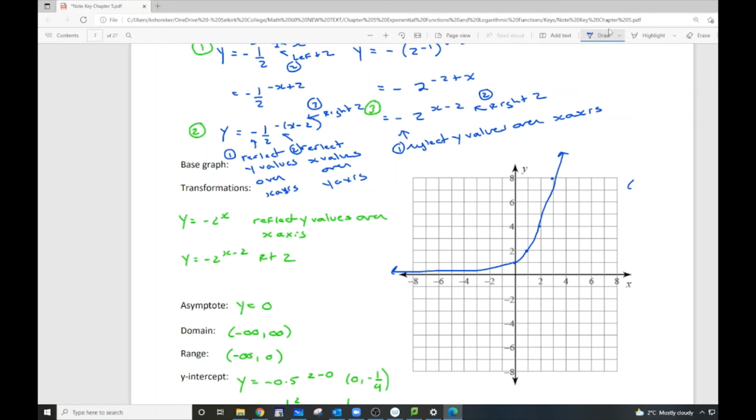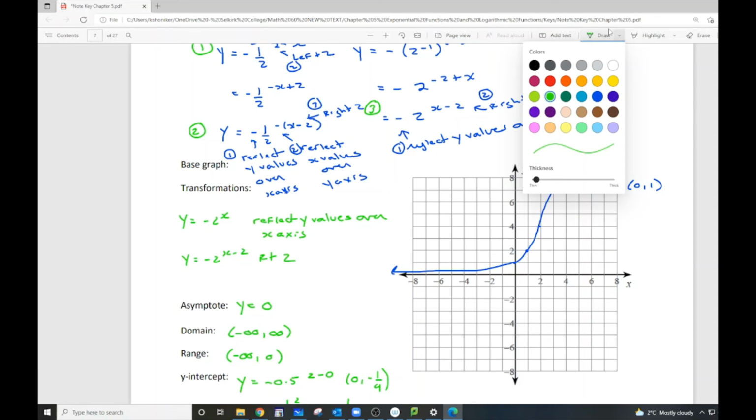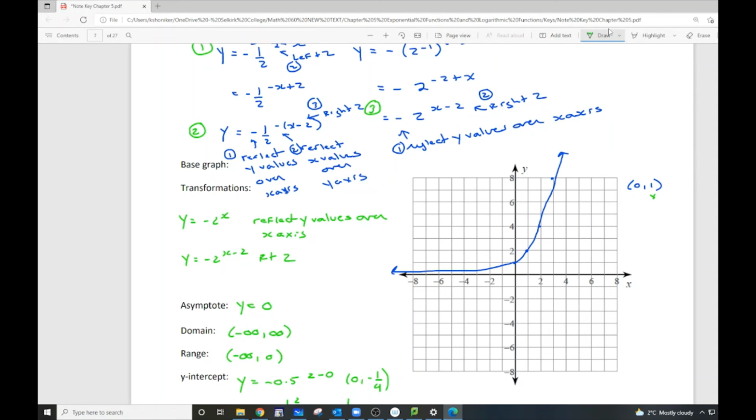Or I could take some key points and transform them. I've got a point like (0, 1). What's going to happen to it? Well, I'm going to reflect the y values, so I'm going to times the y values by negative 1, and I'm going to move it right 2. My new point will be (2, -1). So this point, when it gets reflected and moved right 2, would go to here.